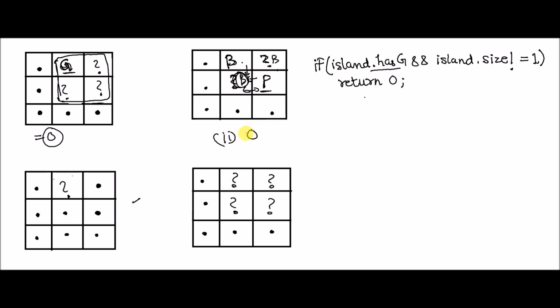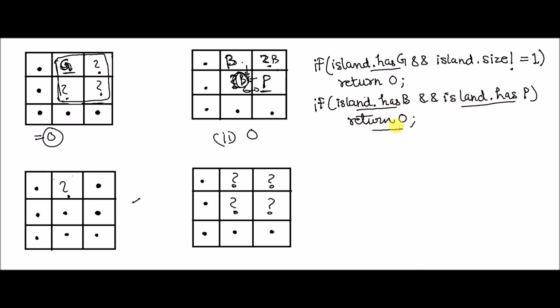So for this particular case, let me write the logic on the right side. So here it is. If my island has both a brown bear and a polar bear, then I will be returning 0. And this was my island. So now let us look at the third example.